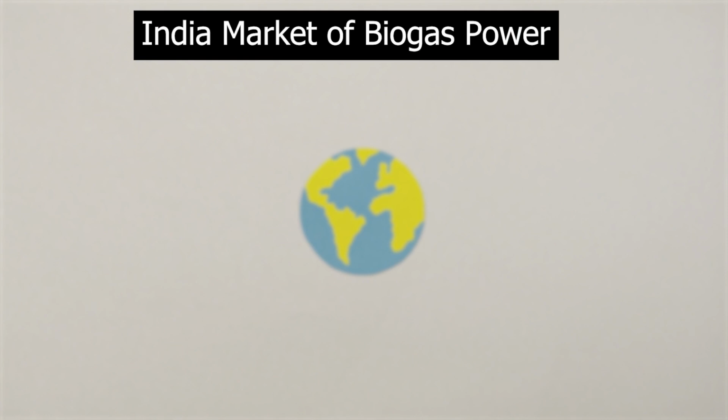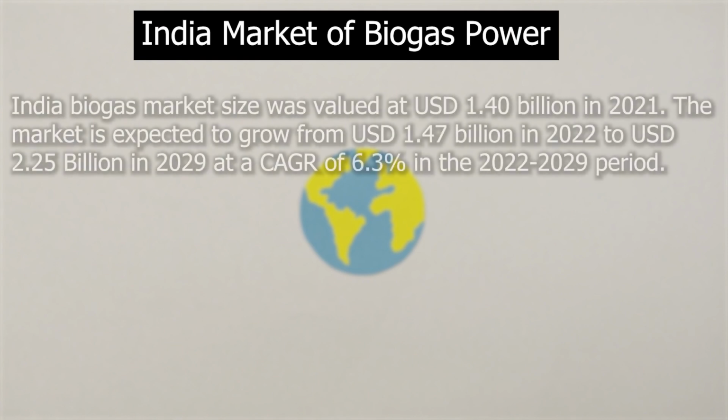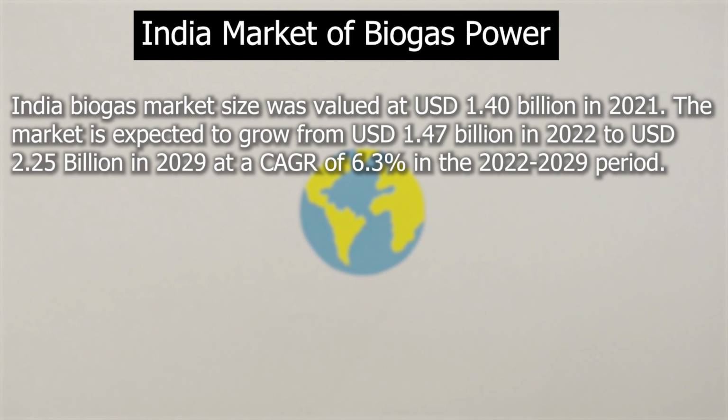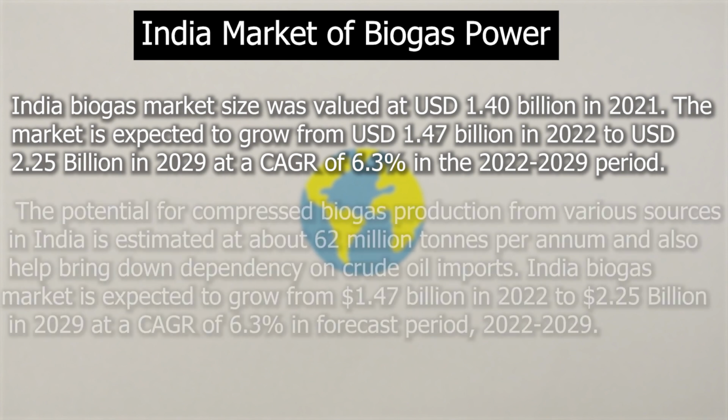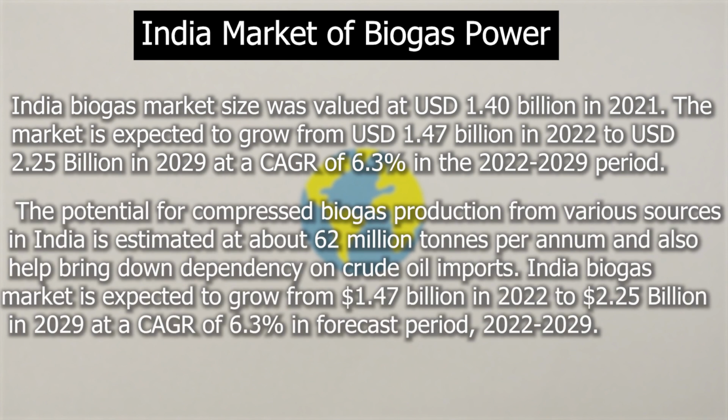India's biogas power plant market was valued at $1.4 billion in 2021. The market is expected to grow from $1.47 billion in 2022 to $2.25 billion in 2029 at a CAGR of 6.3% in the 2022 to 2029 period. The potential of compressed biogas production from various sources in India is estimated at about 62 million tons per annum and would also help bring down dependency on crude oil imports.